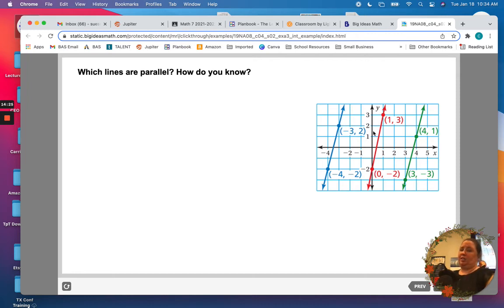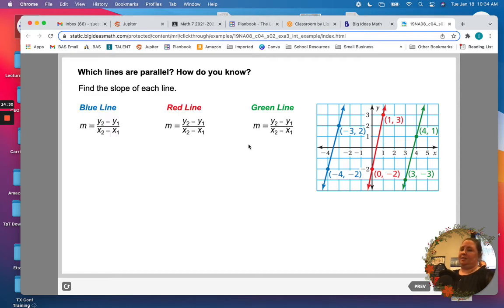Okay, so we actually just need to solve the slopes for each of these. Okay, so let's look at the blue line. Set up your equation.